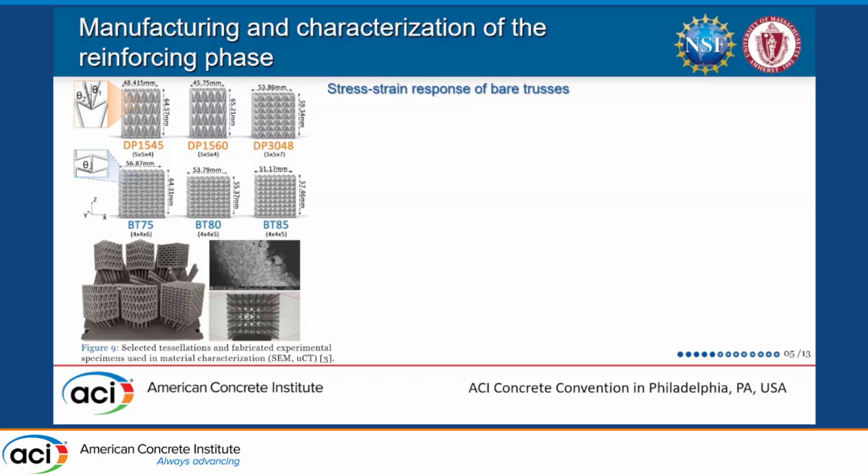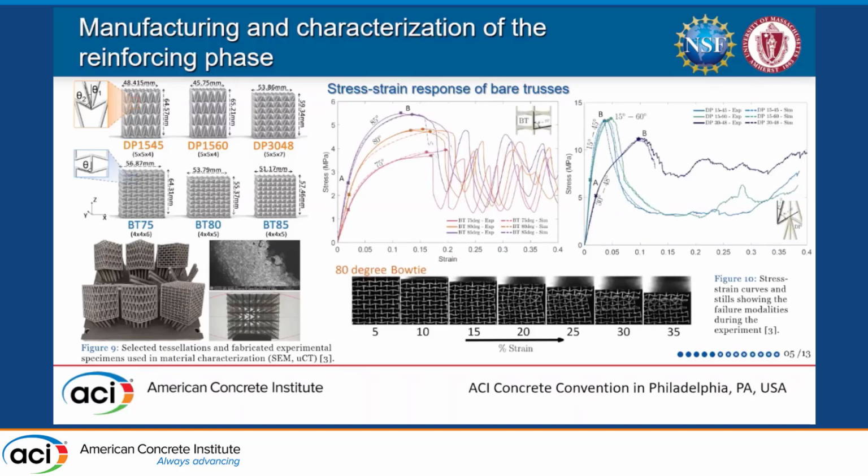And we manufactured these architectures using laser powder bed fusion and stainless steel metal powder. We also performed material characterization. I won't go into much detail, but we did some work using SEM and micro-CT to see potential imperfections in the as-built parts and also to characterize the anisotropy of the built parts.